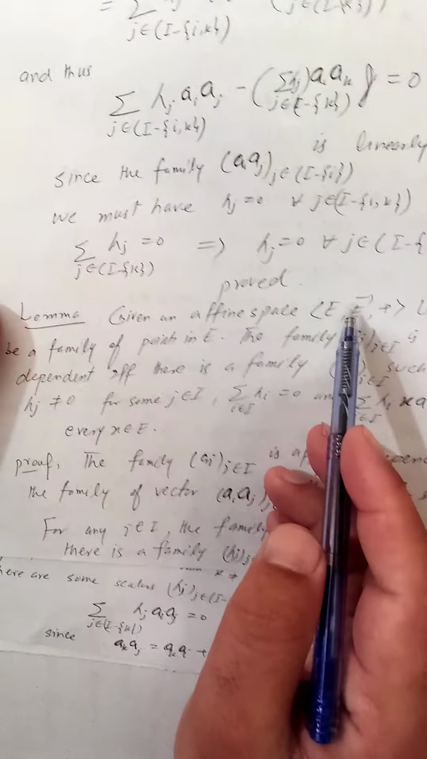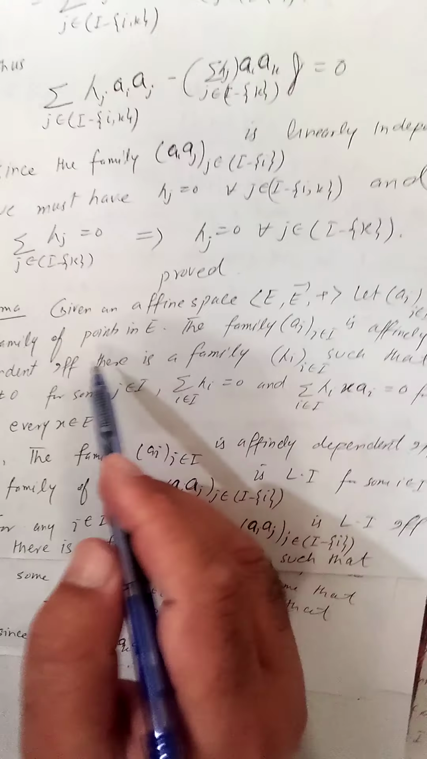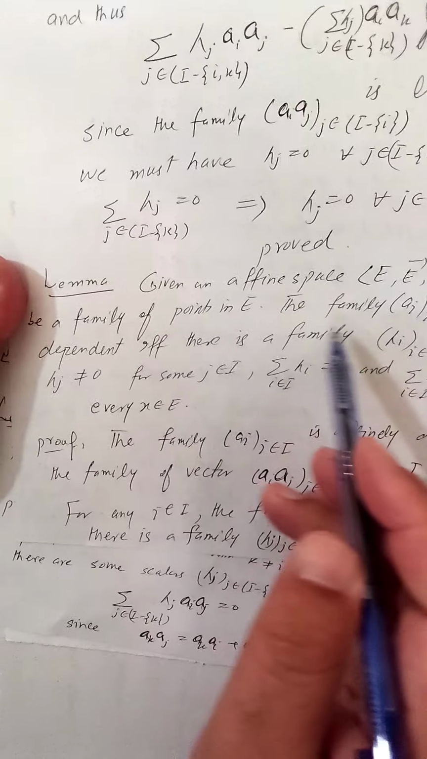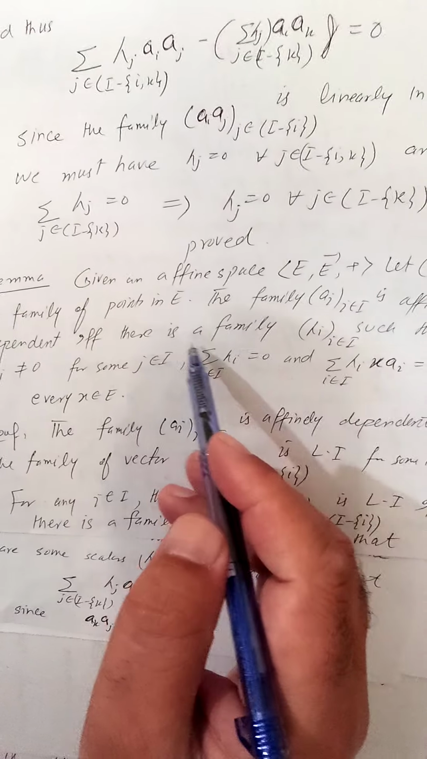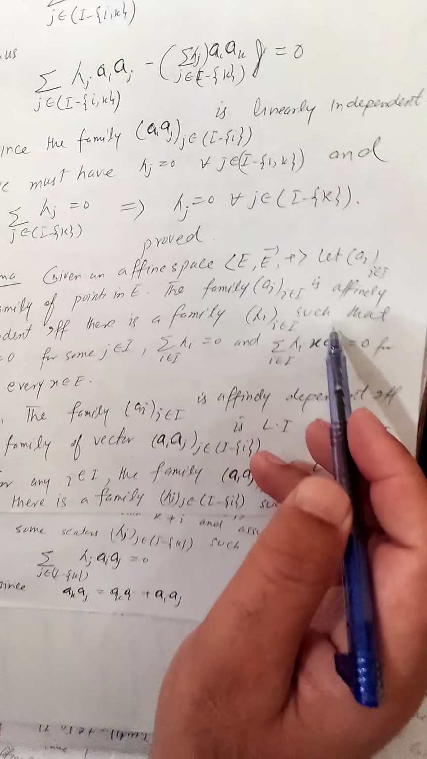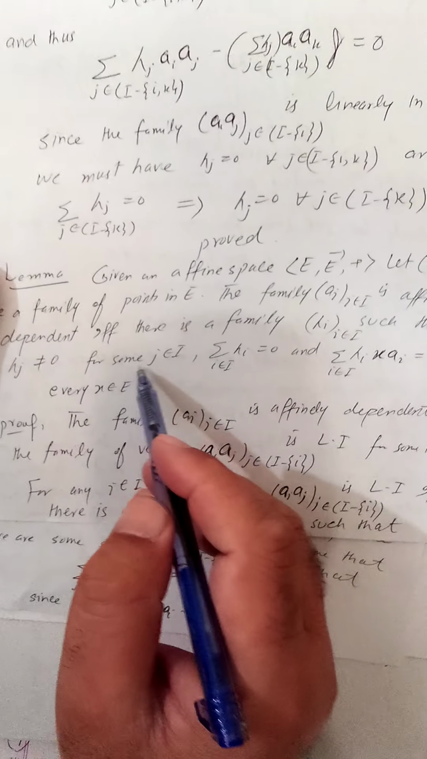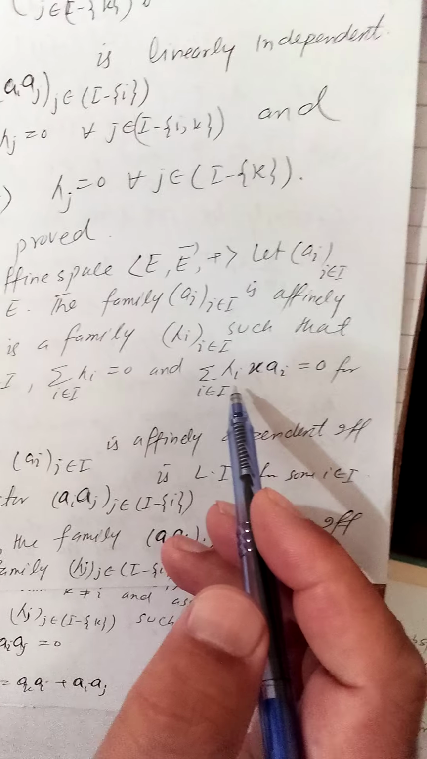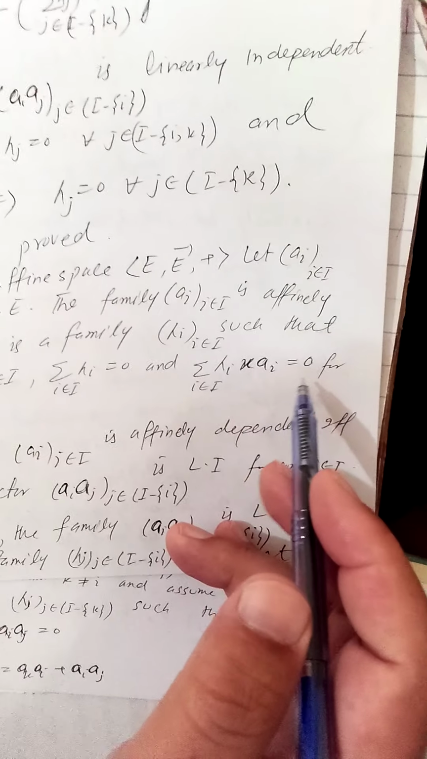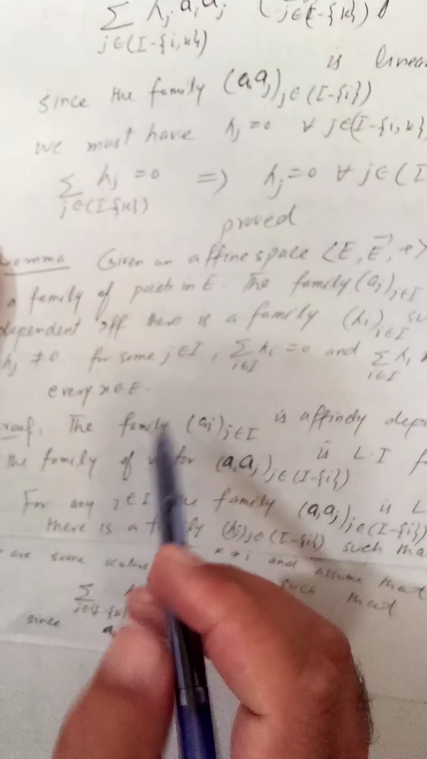Given an affine space such that (ai) is a family of points in E, the family (ai) for i in I is affinely dependent if and only if there is a family (lambda i) such that lambda j is not equal to 0 for some j in I, the summation of lambda i is equal to 0, and the summation of lambda i x ai is equal to 0 for every x belonging to the affine space.